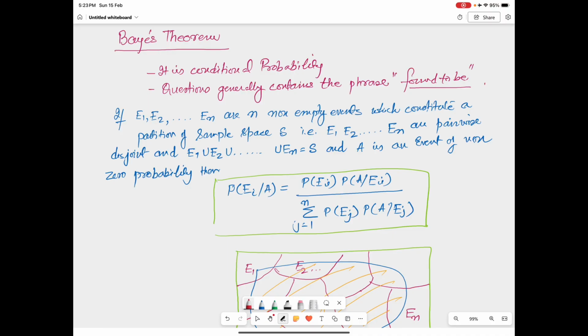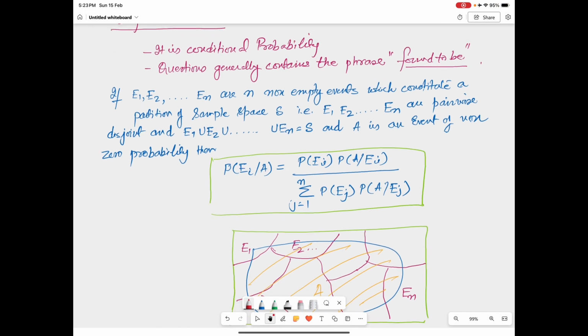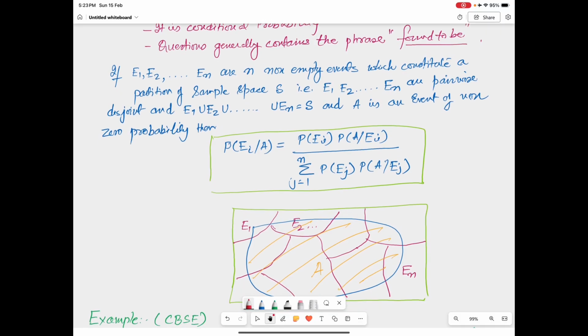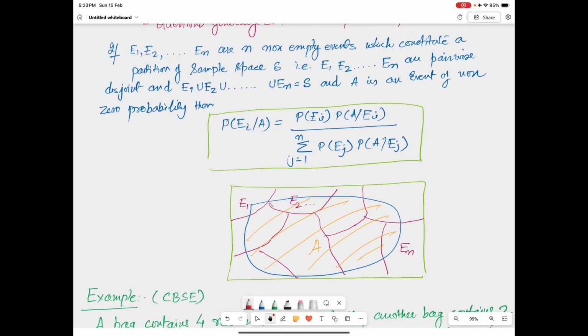The question generally contains a phrase "found to be." Wherever the "found to be" is there, you should understand it as a problem of Bayes theorem. I have just tried to explain it with simplicity once again.